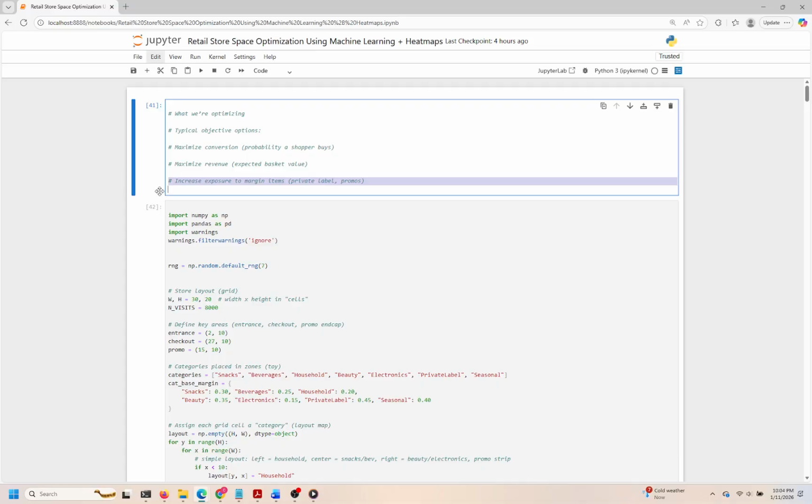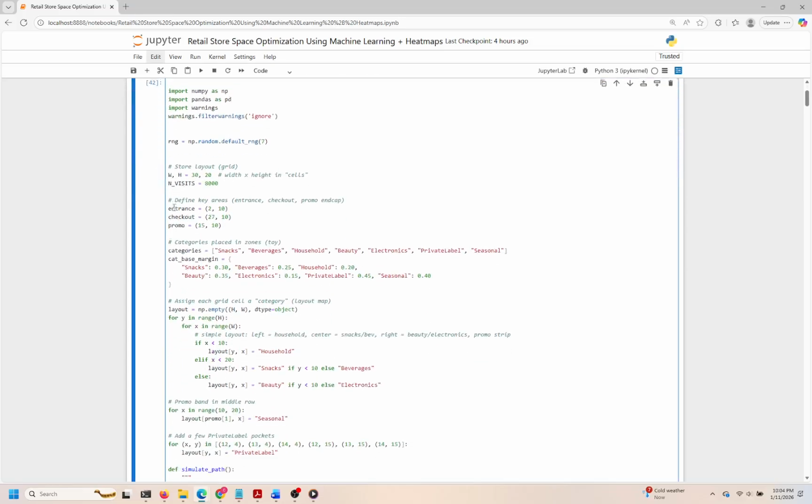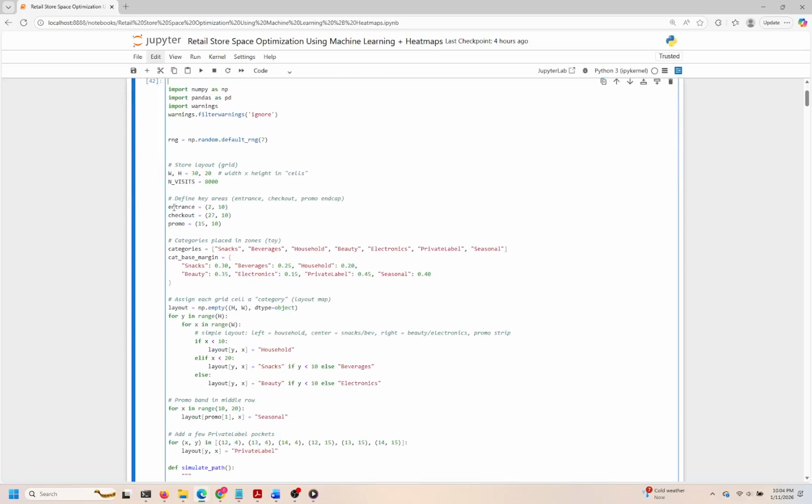Cell 2. In this cell, we're diving deep into simulating shopper behavior within a defined store layout. The approach uses random paths to represent how shoppers move and interact with various store categories, which is crucial for understanding consumer dynamics and enhancing marketing strategies.